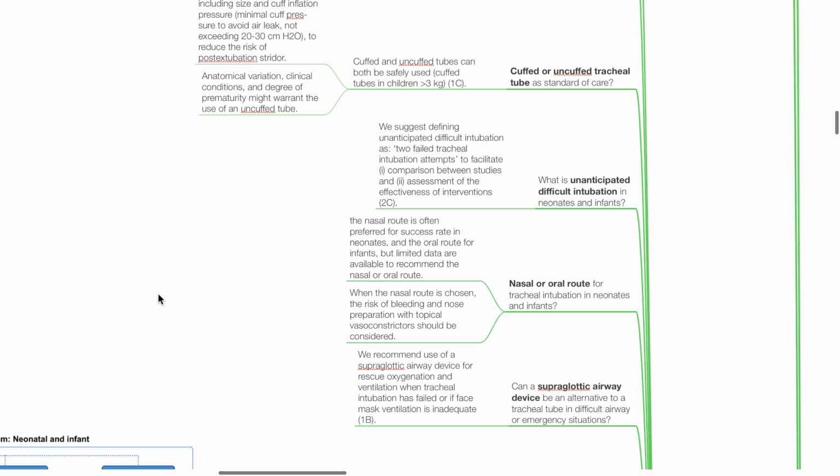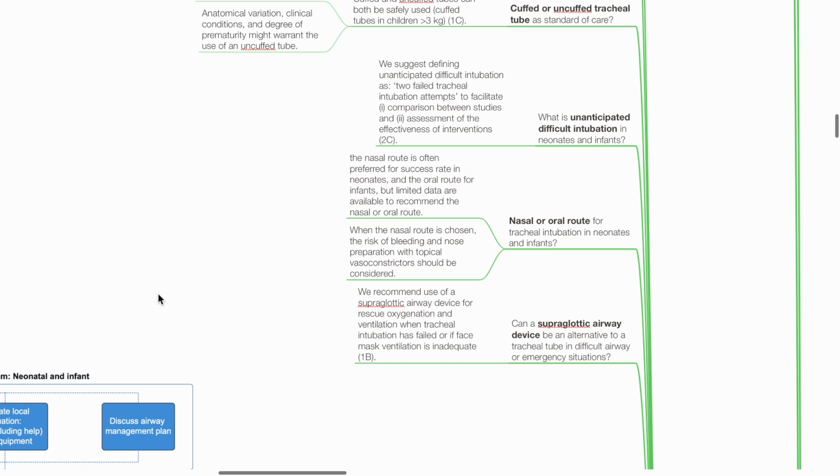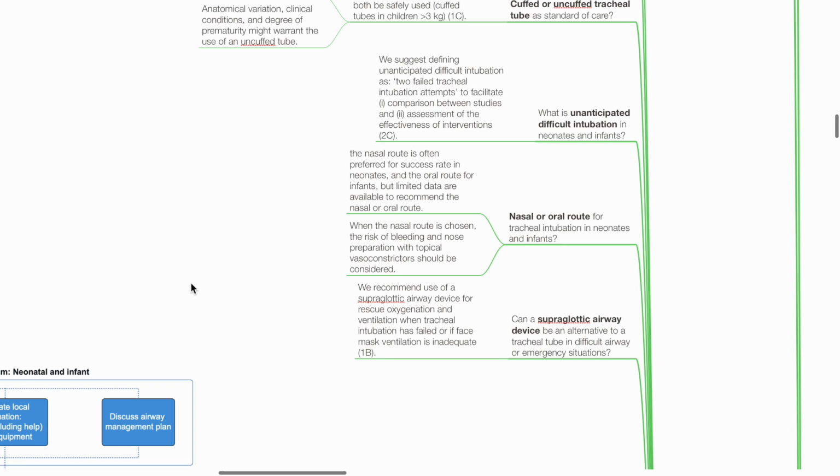What is the definition of unanticipated difficult intubation in neonates and infants? The suggested definition of unanticipated difficult intubation in neonates and infants is 2 failed tracheal intubation attempts. Nasal or oral route for tracheal intubation in neonates and infants. Nasal route is often preferred for success rate in neonates and oral route for infants, but limited data are available to recommend the nasal or oral route. When nasal route is chosen, risk of bleeding and nose preparation with topical vasoconstrictors should be considered.